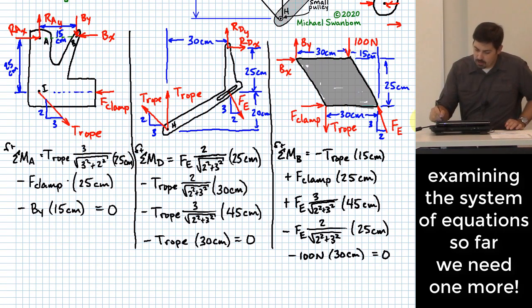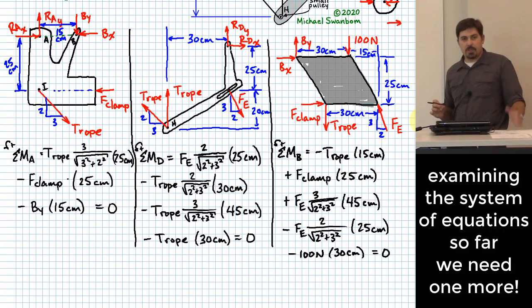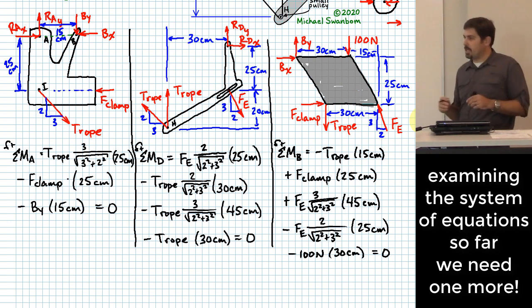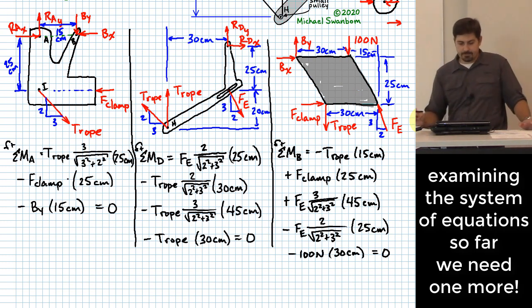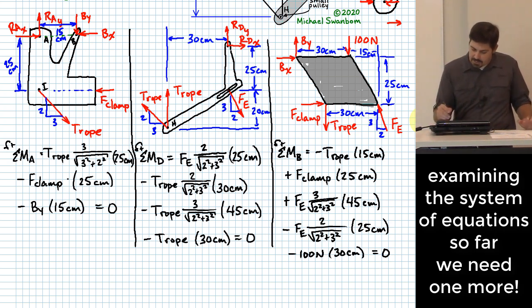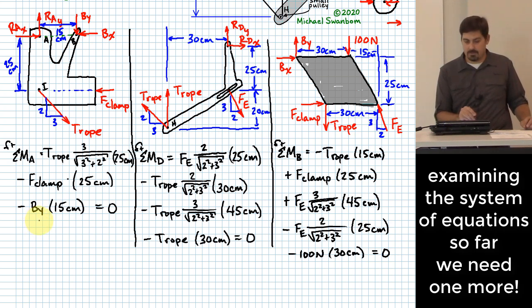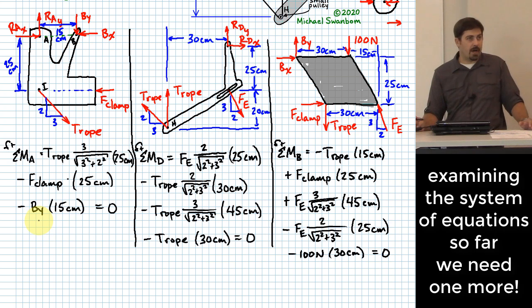Have we exhausted all of our equations that we maybe could use to solve for everything that we need? What I would see is that we have a lot of T-ropes, F-clamps, and FEs, but we only have one place where BY shows up. Sure would be nice to get rid of it. Do you agree with that? What's a way we could get rid of it? Yeah, we could certainly sum forces in the y direction for one of these bodies somewhere.